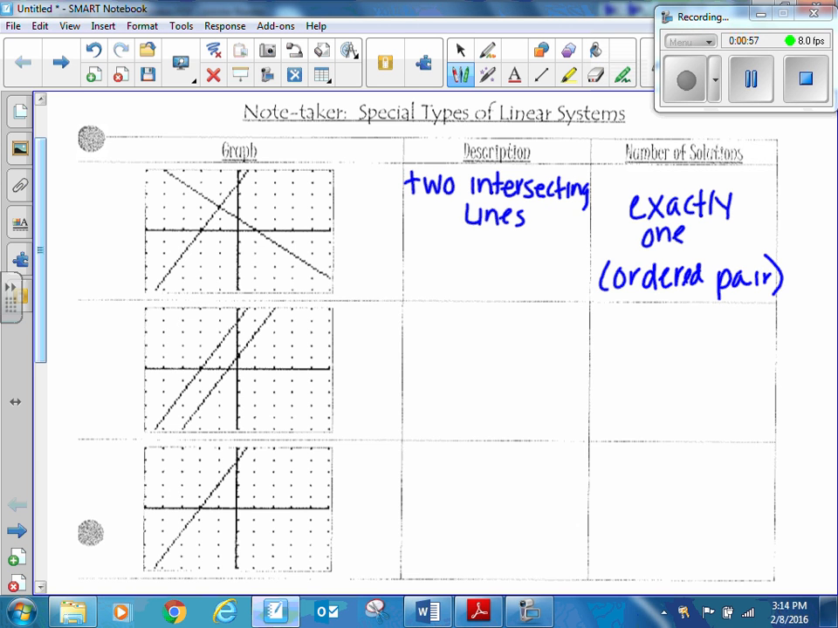Now, I am going to introduce some other terminology when we're talking about these different types of linear systems. The first thing is consistent. If a system has one or more solutions, it's considered to be consistent. So this would be consistent. And when it has one solution, it's also considered to be independent. So we're going to get used to using those words also. That was the one we've already discussed. The next two are kind of new for us.